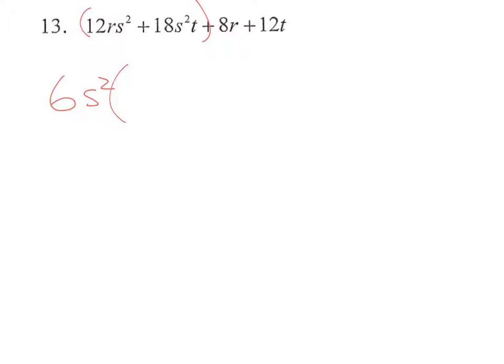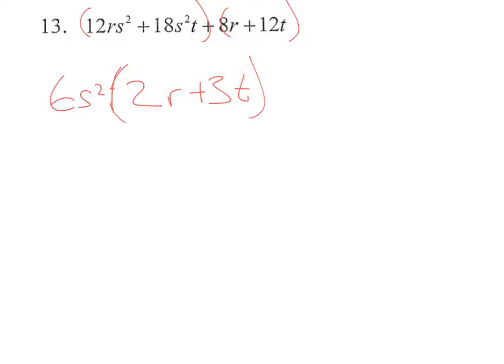And what am I going to be left with? 6 times 2 is 12. I'm left with r, s squared I took out, plus 6 times 3 is 18. I took out s squared, so I'm left with t. So I get 6s squared, and then times 2r plus 3t.